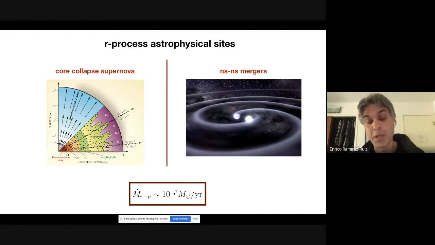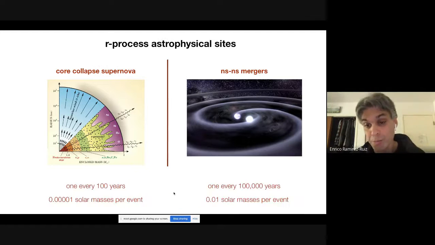And then when people contrasted these two formation mechanisms, a wind in a core collapse supernova just after the neutron star is formed, that happens about once every 100 years. So it's 10^-2 per year. Then the requirement in this model is that you have to produce about 10^-5 solar masses per year. While in the case of neutron star mergers, they happen once every 10^5 years. So then it's 10^-5 per year. And then you need a production rate of about 10^-2 solar masses per year. So you multiply these two, and then you get the magic 10^-7 solar masses per year.